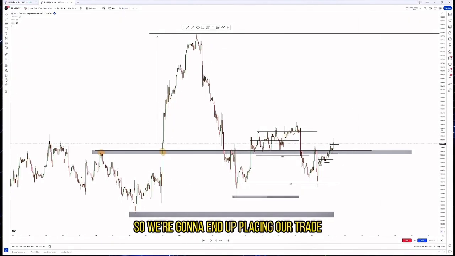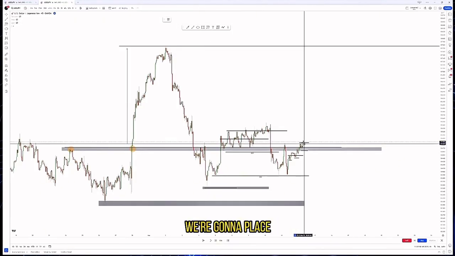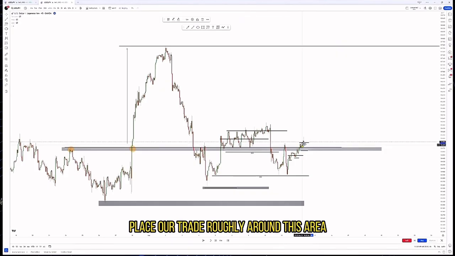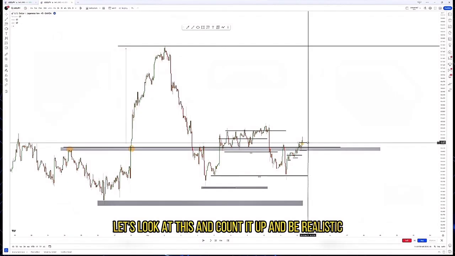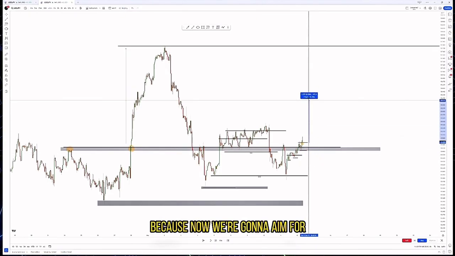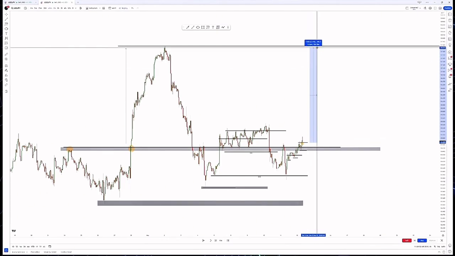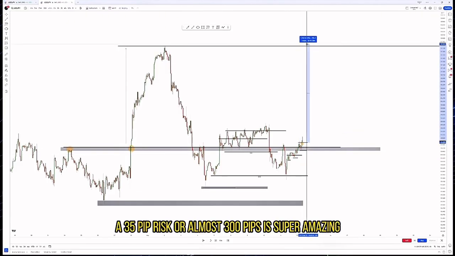So we're going to end up placing our trade roughly around this area. Realistically, we're going to place our trade roughly around this area. And we're going to keep our stop loss. Honestly, let's look at this and count it up and be realistic. 30 pips could be good. 40 pips could be good. Because now we're going to aim for 290 pips. A 35 pip risk for almost 300 pips is super amazing.